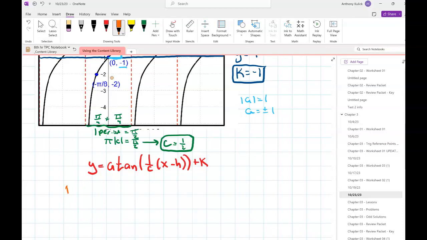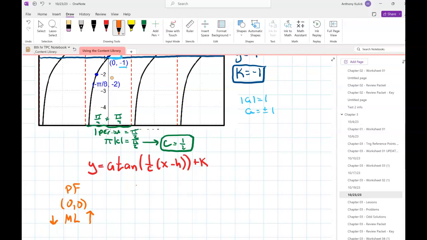Now we're going to choose a point from our parent function. We're going to choose the point from our parent function 0, 0 because it has a 0 for the x-coordinate. That's a midline point. Before 0, 0, the graph points down. And after 0, 0, the graph points up.